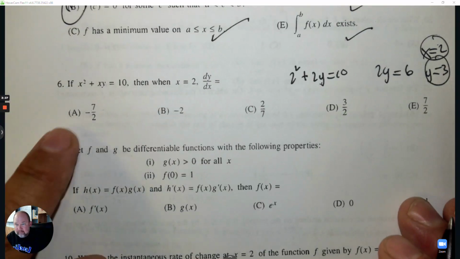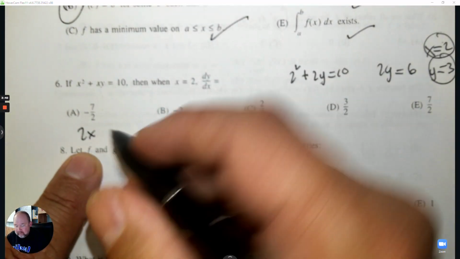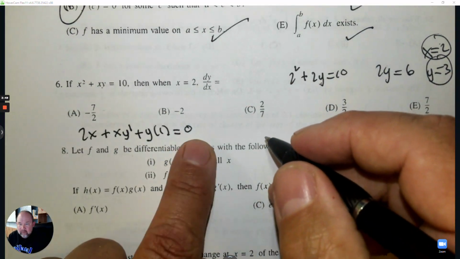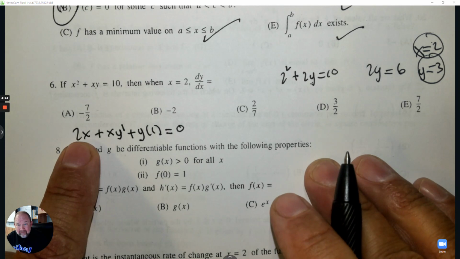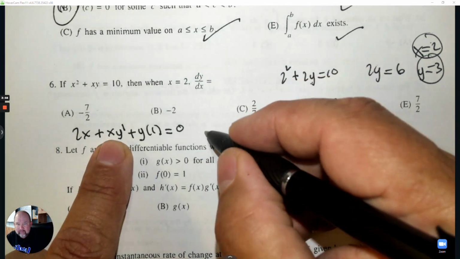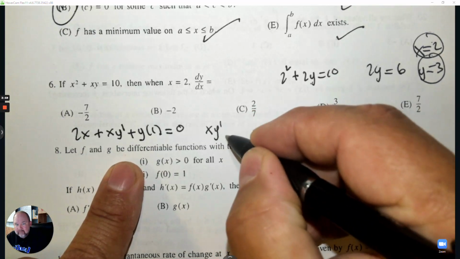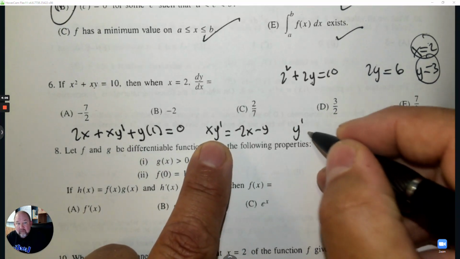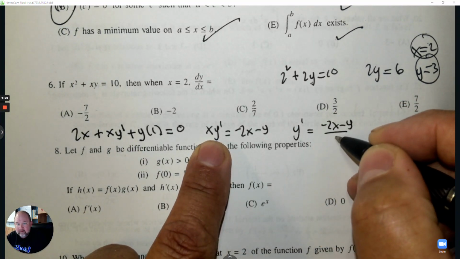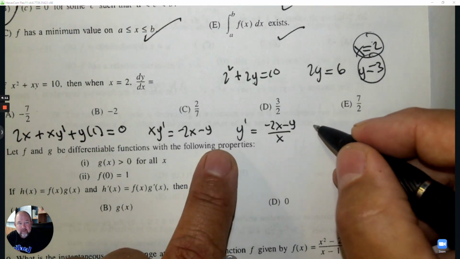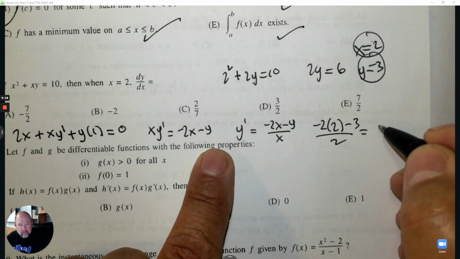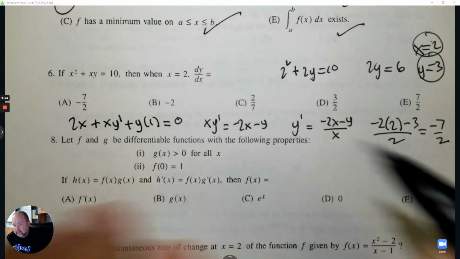Now I'm going to take the derivative implicitly. So the derivative of x squared is 2x. X times y: the first times the derivative of the second, plus the second times the derivative of the first. And then the derivative of 10 is 0. Now, plug in. Well, first of all, now let's get y prime by itself. Let's be accurate. So to get y prime by itself, we are going to subtract these. So I'm going to subtract 2x and subtract y, and then divide by x. So I have negative 2x minus y over x. Now I plug in these numbers. So I have 2, and I have 3, and I have 2. So negative 4 over 3. That's negative 7 over 2. So the answer is A.